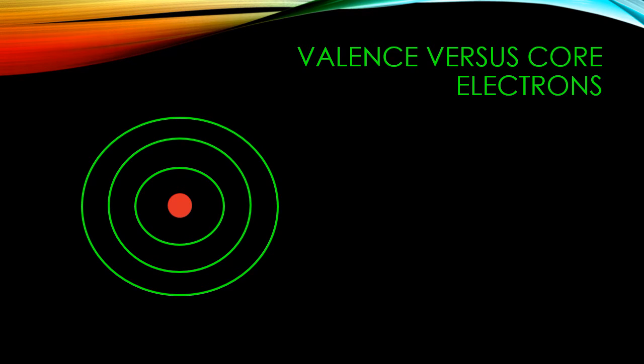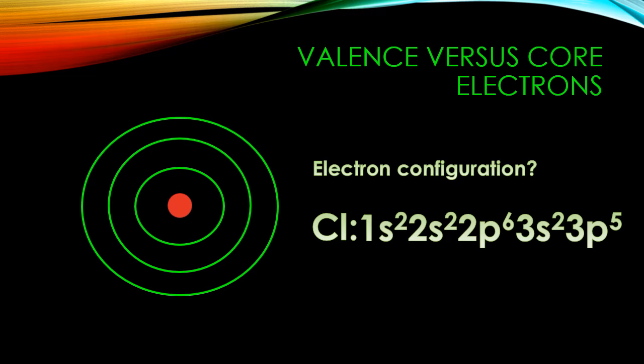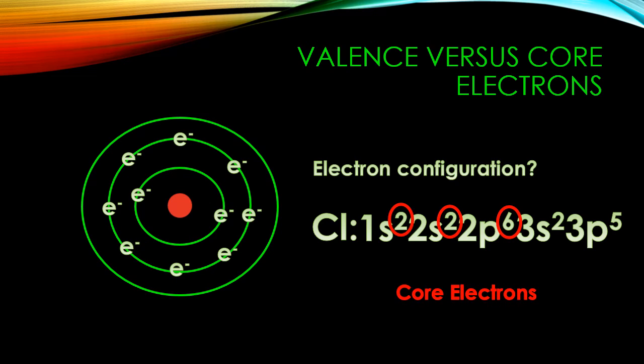Let's look at just one more. What is the electron configuration for chlorine? That's what I got. How many electrons can we fit in the first energy level? That is correct, 2. How many in the second energy level? Yep, 8. There they are. What are we going to call those 10 electrons? They are core electrons. And who else has 10 electrons? That's right, neon.